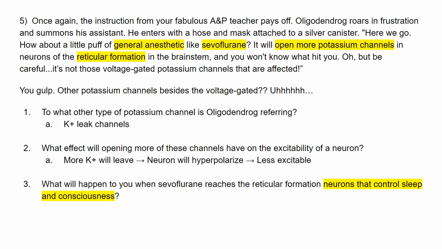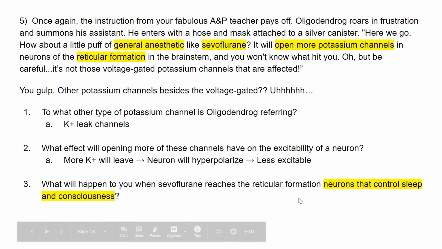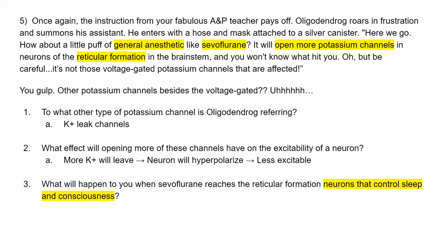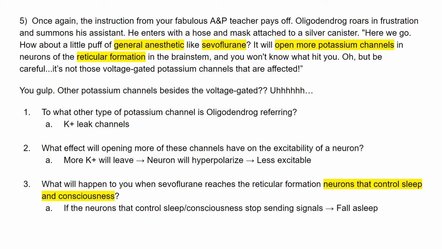What happens to you when sevoflurane reaches the reticular formation neurons that control sleep and consciousness? So in number 2, we decided that the result would be that the membrane is hyperpolarized, so it's not very likely to send a signal. And now we're saying that the neurons that control sleep and consciousness can't send signals. Normally your reticular formation is always sending little signals that keep you awake and conscious. So if those neurons can't send their signals, you're going to fall asleep. Hence, general anesthesia.